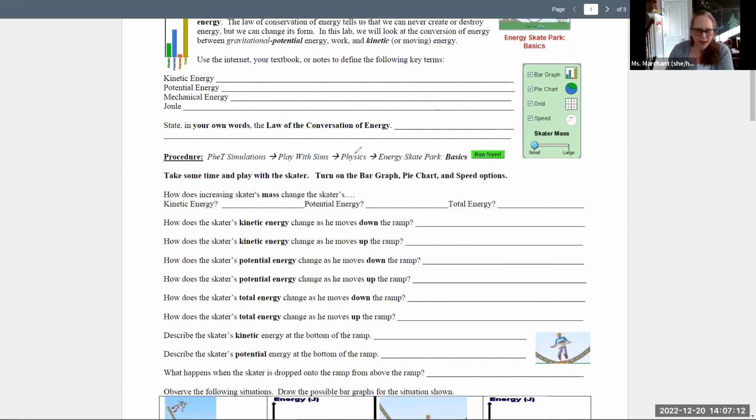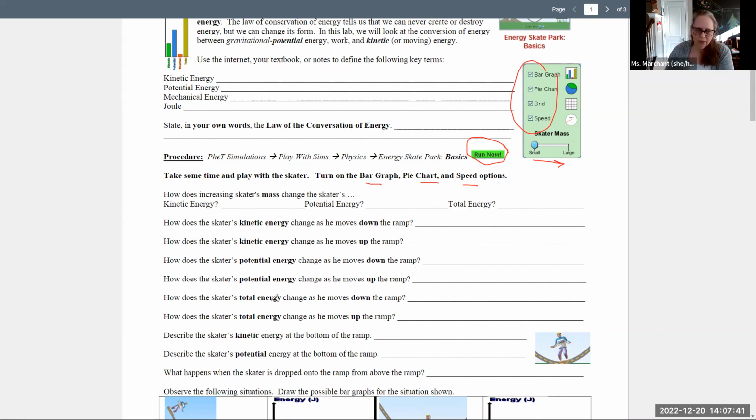And we have a whole set of PhET, which we can do there now. All right, so you are going to go run that. Make sure you click on all the little buttons right here. It's always super helpful. You would drag that little mass to the right to have a larger mass. So how does kinetic energy change as he moves down the ramp? As he moves up the ramp, how does this potential change?